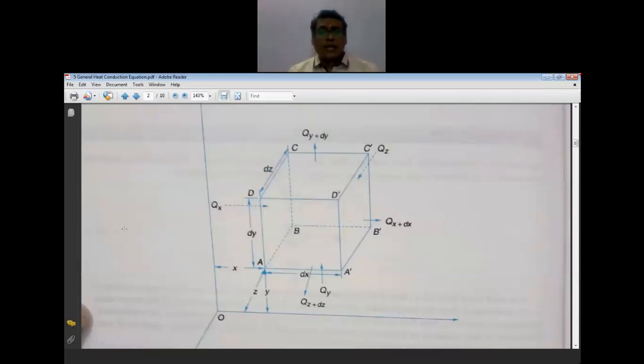The heat that is coming into the x direction is Qx. Heat that is leaving out in the x direction is Qx plus dx. We are considering the width as dx. This is the small volume element dx that is taken into account. Similarly, the heat in the y direction and the heat in the z direction are Qy and Qz.